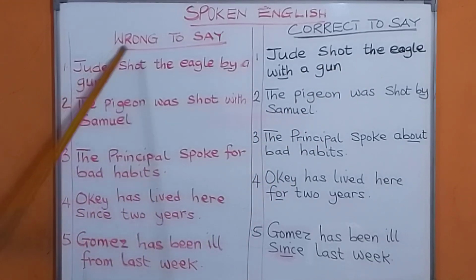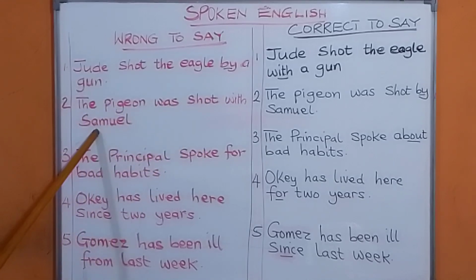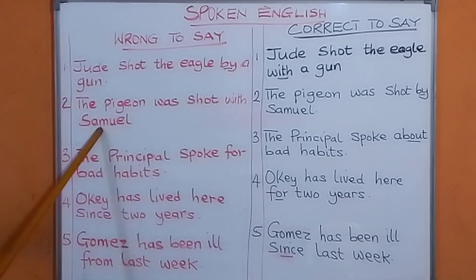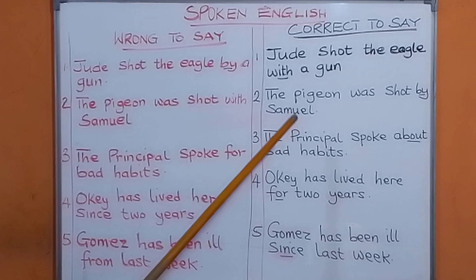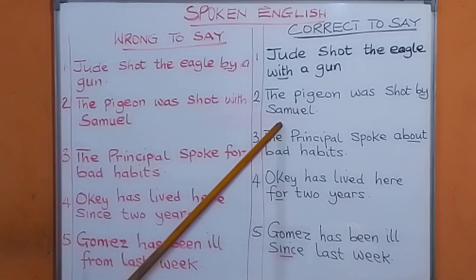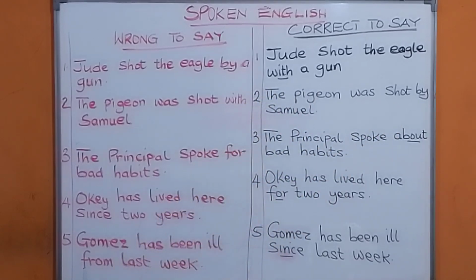Number 2. It is wrong to say, the pigeon was shot with Samuel. Don't say that. Instead, you should say, the pigeon was shot by Samuel.